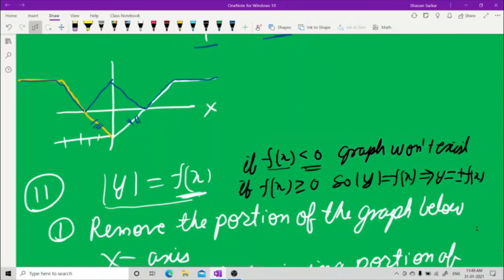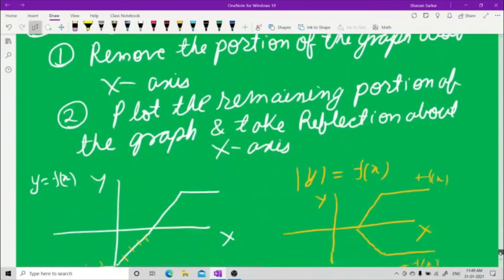This is plus minus f(x): the plus side of f(x) and the minus side of f(x). Do not confuse that y and f(x) are the same. f(x) is some graph, and whatever values of f(x) come, you will only take the modulus values. If f(x) is less than 0, it won't exist because this is only for the positive side. So |y| means plus minus y, and plus minus y means plus minus f(x). I cannot take the negative portion of the graph, that is, below the x-axis.